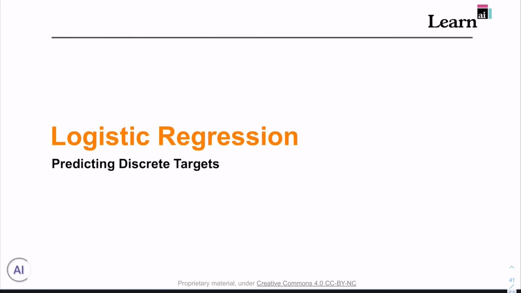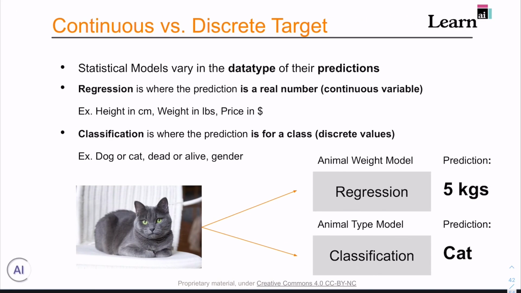So now we're going to do the last expansion on these regression topics, and we're going to talk about logistic regression. Logistic regression is very similar to what we've been talking about, but with a sort of caveat. We're going to be predicting discrete targets. So what is a discrete target? We've been predicting continuous targets during this lesson. We've been predicting miles per gallon, fuel efficiency, which takes on the value of a number, right?